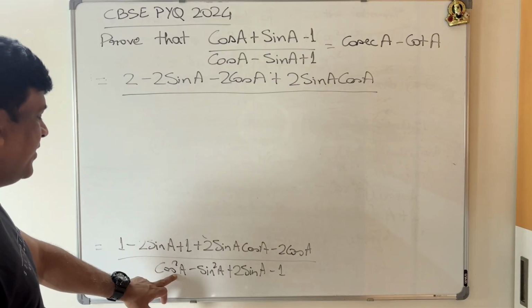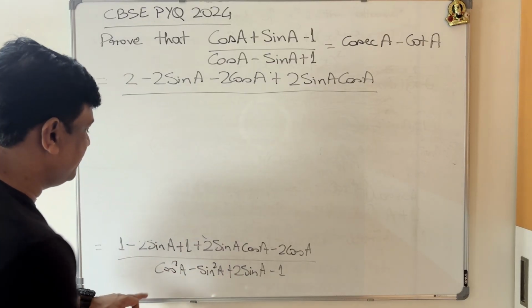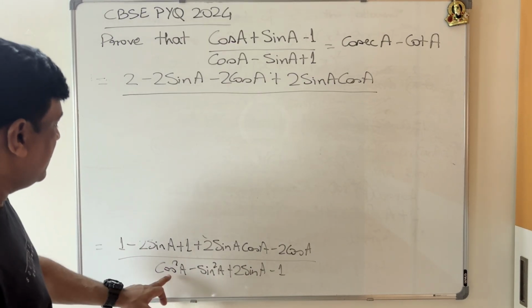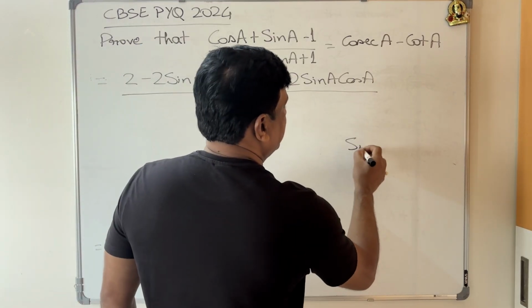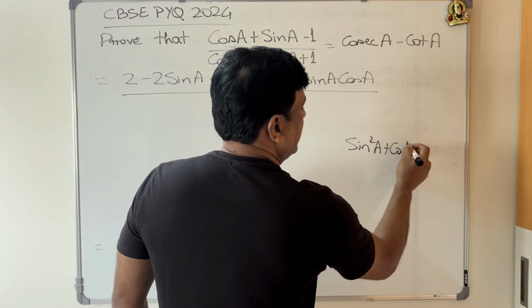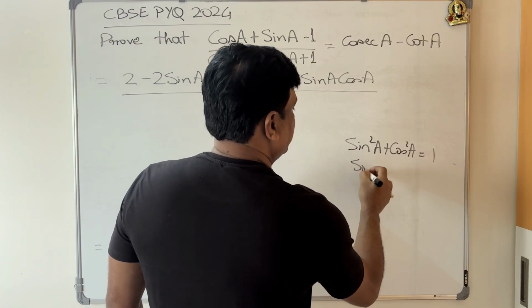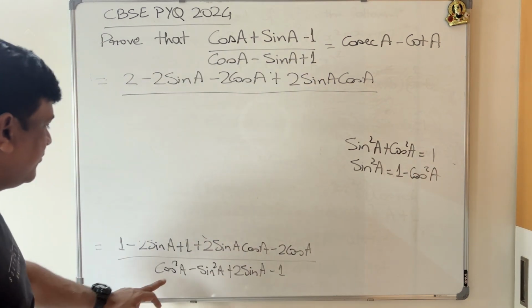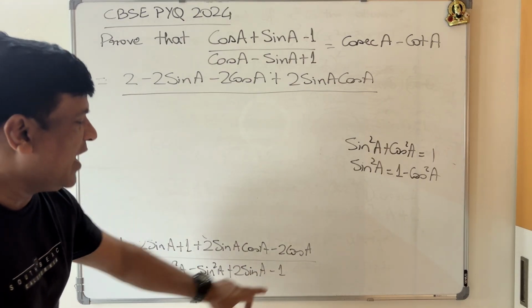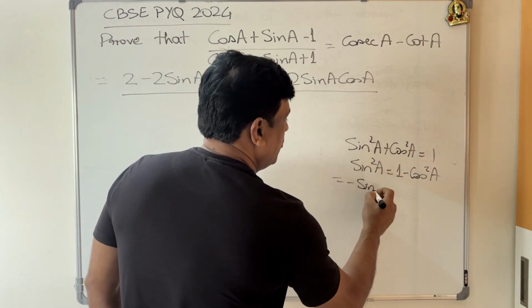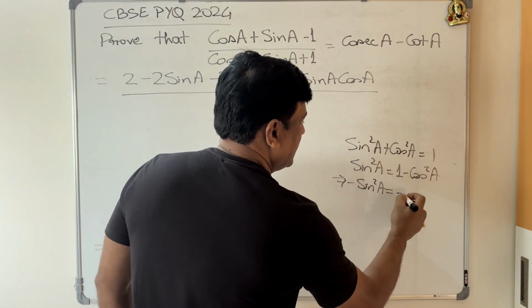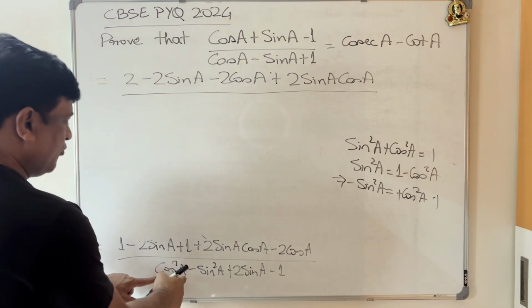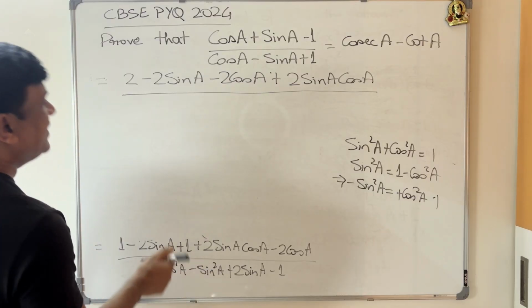What can I do over here? Look at it. Here I have cos square minus 1. How can I, or what I can do is that I can take this one. We know the identity, right? Sine square A plus cos square A is equal to 1. So sine square A will be equal to 1 minus cos square A, right? But I have a cos square minus 1. Can I do a minus sign on both sides? So I'm going to replace this with minus sine square A.